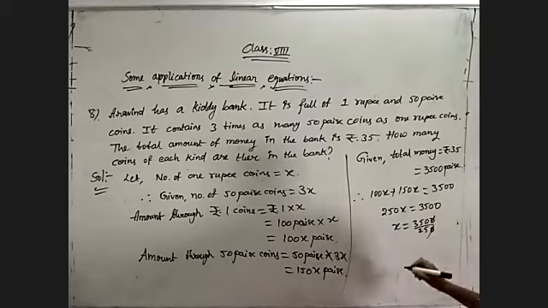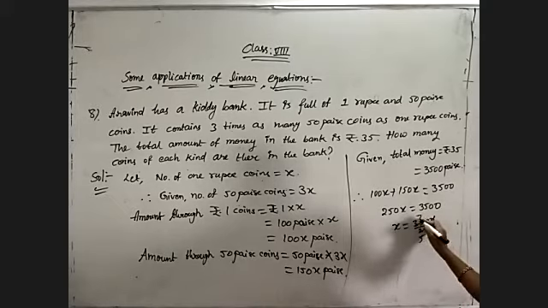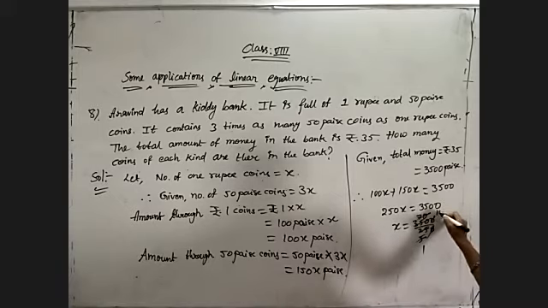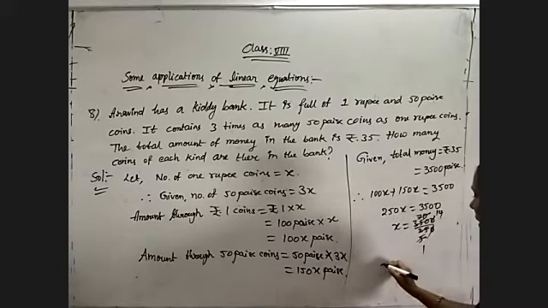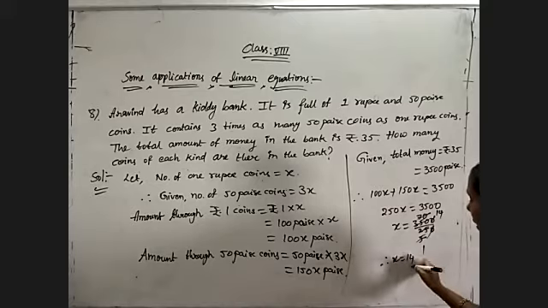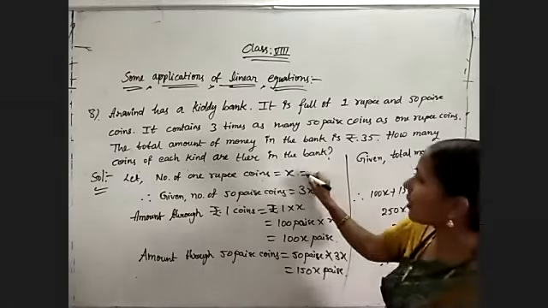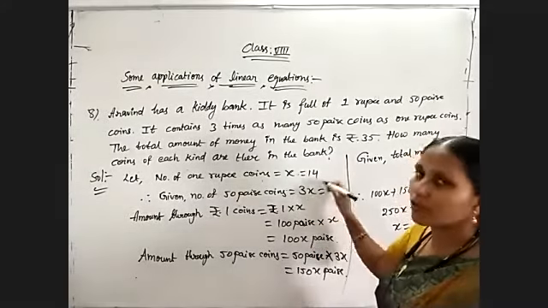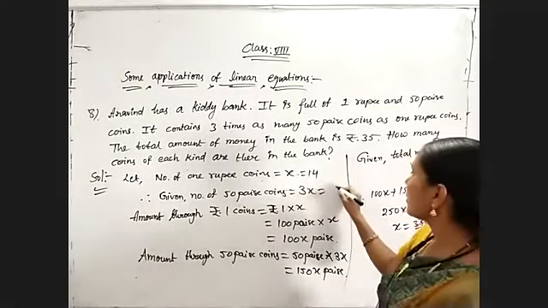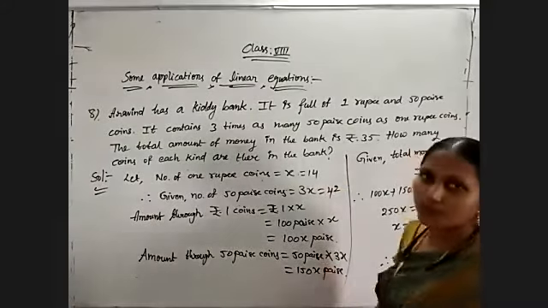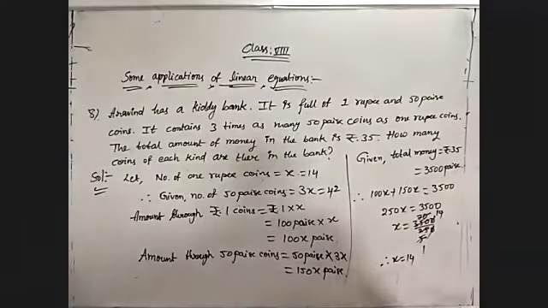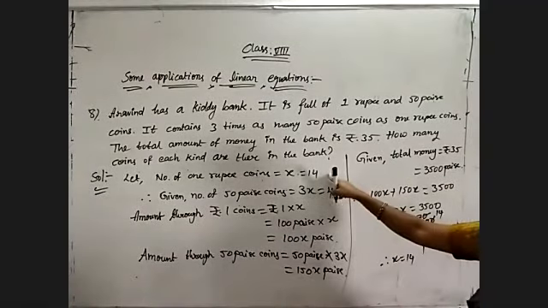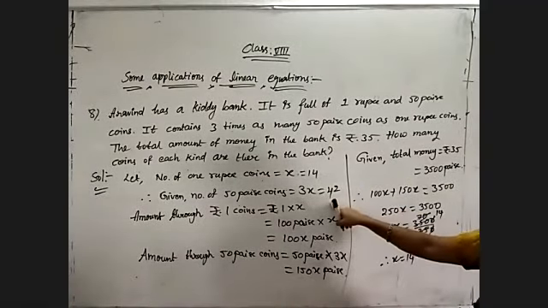0, 0 will get cancelled. 5 5s are 25, 5 7s are 35, and 0. 5 1s are 5, 5 4s are 20, so 70. Okay, therefore x is equal to 14. That means number of 1 rupee coins is equal to 14, and number of 50 paisa coins is equal to 14 into 3, 42. Okay, so number of 1 rupee coins is 14 and number of 50 paisa coins is 42.